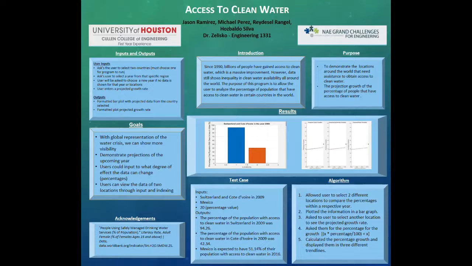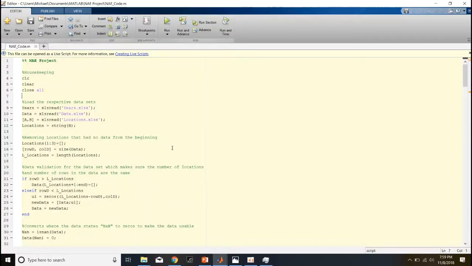If they say yes, then the figure will close and the whole while loop will run again. If they say no, then the user will be given the chance to select another location and rerun the entire program. If they say no to that, then the entire program will be completed, and in the output the user will see the information they need. So this is how our algorithm looks like in MATLAB.